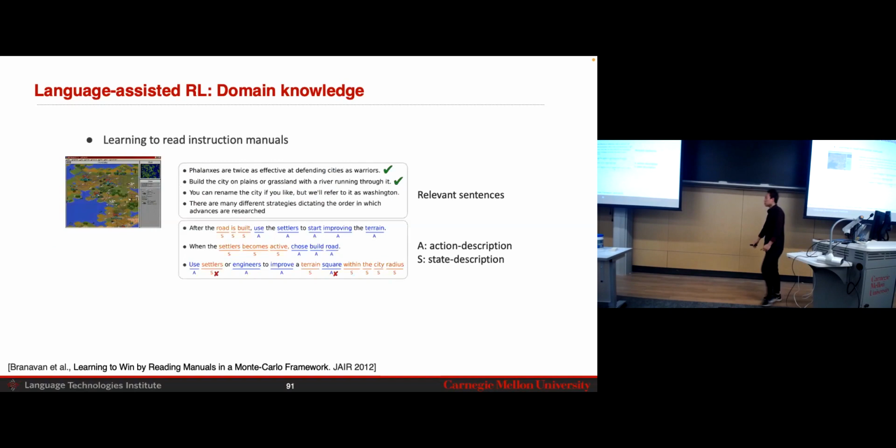So yeah, I'm not going into details, but you can check out this paper and a lot of other recent papers that come up on how you actually parse these instruction manuals as a form of language, do alignment with the environment, and use that to shape your rewards in reinforcement learning.